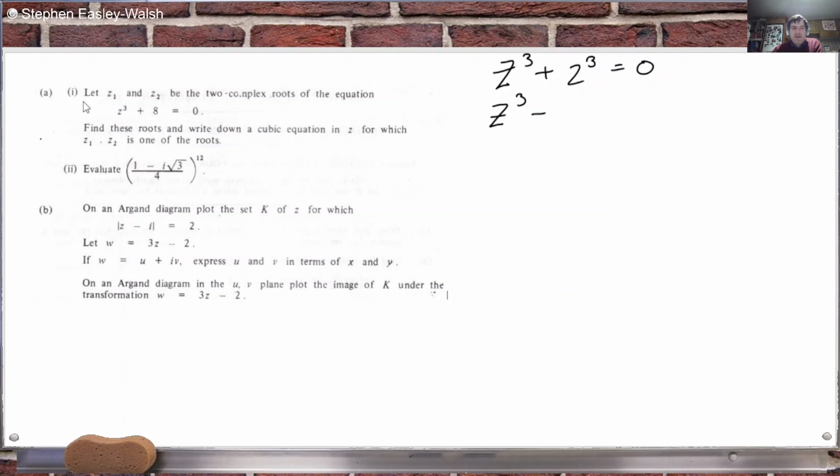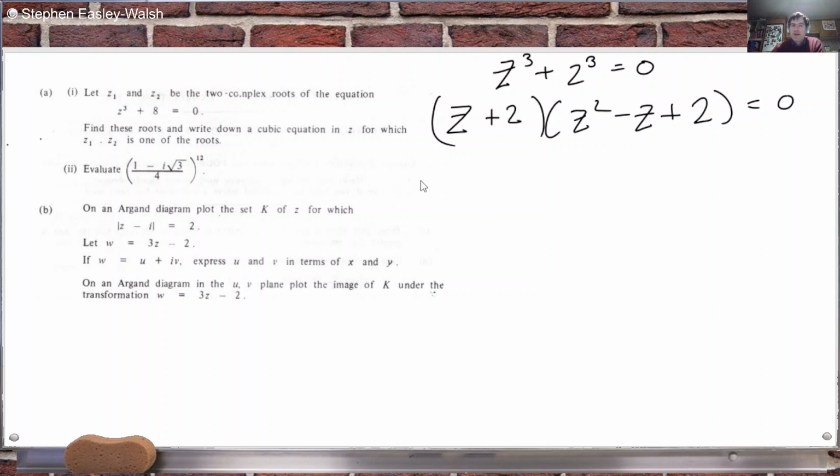Right, so the sum of cubes formula. Let's see if I remember that one off the top of my head. That's Z plus 2 for sure. And then Z squared minus Z plus 2 equals 0. So that means Z equals minus 2, or Z is 1 plus or minus the square root of b squared minus 4ac, 1 minus 8, over 2.